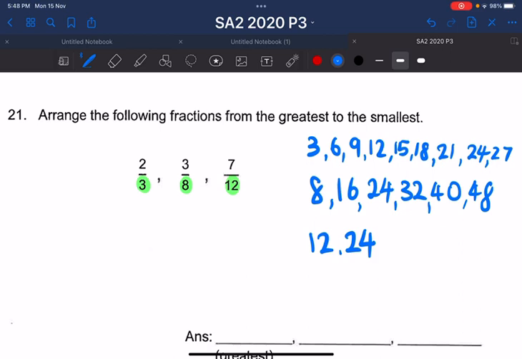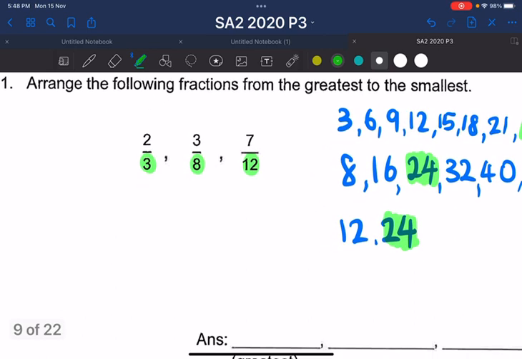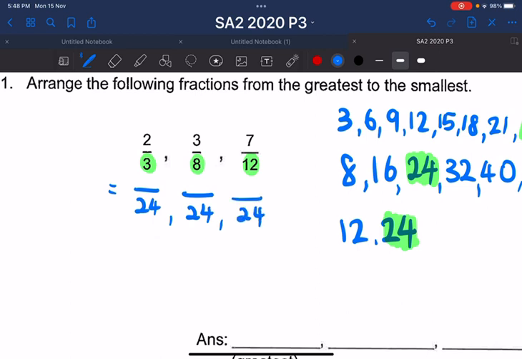Now, could you see a number that is already repeated in all three of them? I see it. Have you? It is 24. So what we're going to do is try to make all the denominators into the same number, which in this case is 24. We're going to try to make all of them into 24. Then it's very easy for us to compare. The total number of parts is all 24, so it's going to be very fair for everybody.